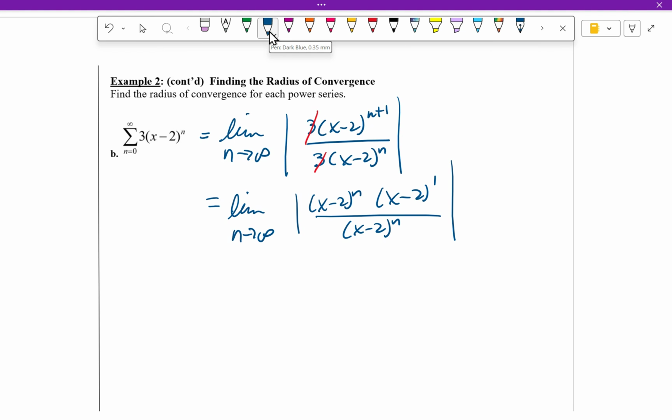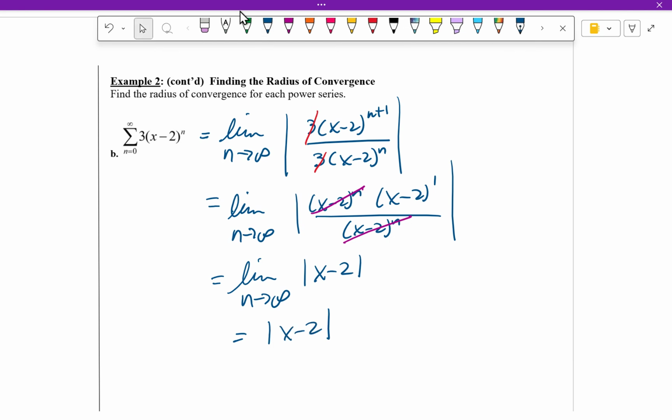All right, what gets to go away? Yeah, x minus 2 to the n. So let's write down what's left. We have the limit as n approaches infinity of the absolute value of x minus 2. There's nowhere to plug in, so that's the limit. The limit is the absolute value of x minus 2, because there's no n to plug into.